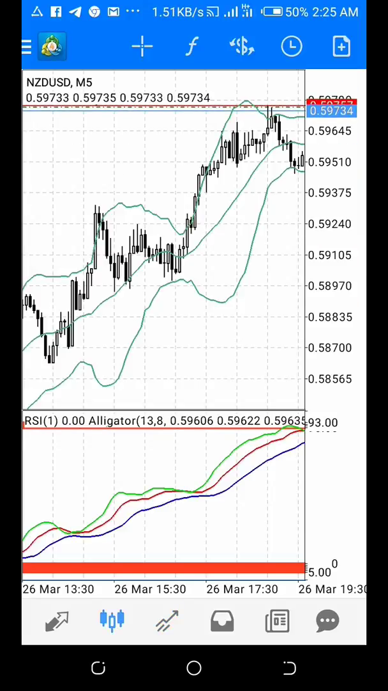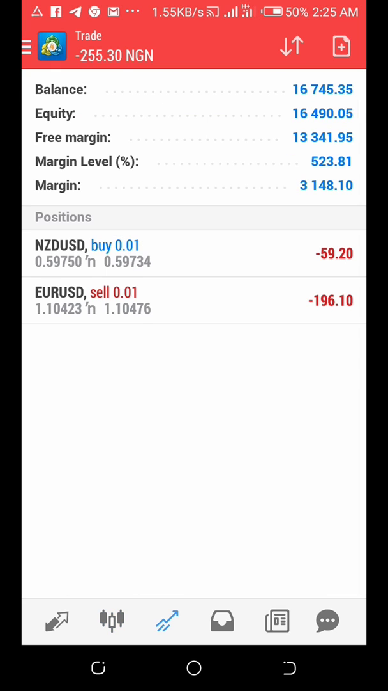Okay, the next one is about your trade. Here you can see balance, equity, free margin, margin level, and margin. I've already explained to you that your balance is the amount you deposit in your account before you place a trade. The amount you have left in your account is your balance.